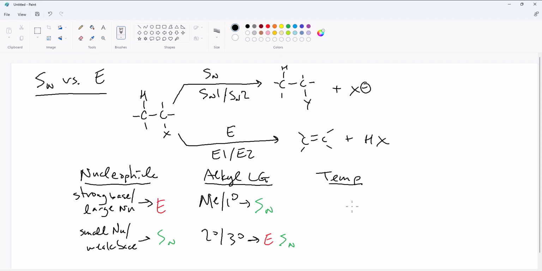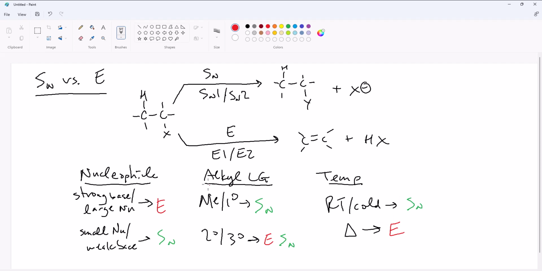What we see for temperature, if we're at room temp or cold, we're going to favor the nucleophilic substitution pathway. And if we have heat at all, we're going to usually favor the elimination pathway. So this is why to designate elimination in the last video, we usually add heat. And if you see heat, that's usually a good indicator that you're going to do the elimination pathway.